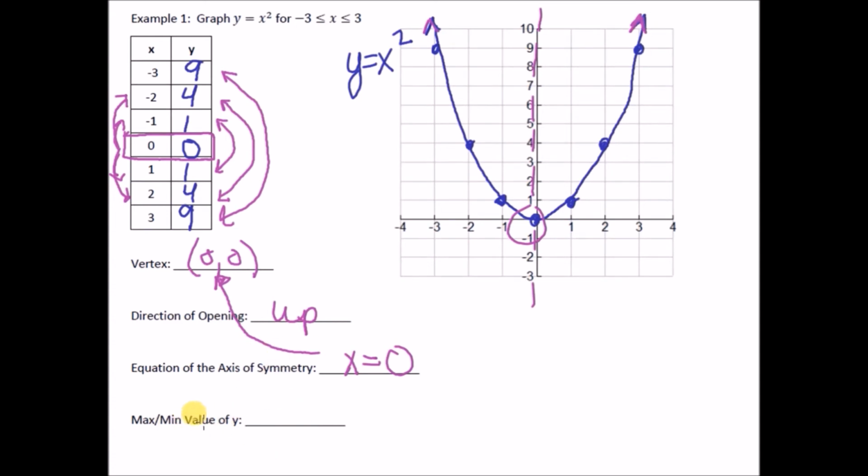And then the min or the max of y, this is going to be the k value, and this is going to be y equals, let's go 0. Let's not even put y equals. Let's just put 0. And then this is going to be the vertex 0, 0, h, k.